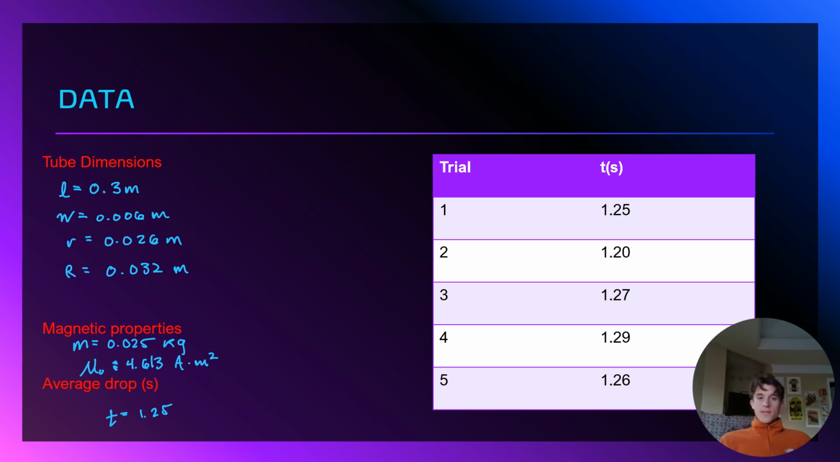So here's the data. The tube dimensions are recorded, as well as the bar magnet properties, and here you can see 5 trials, average drop time of 1.25.